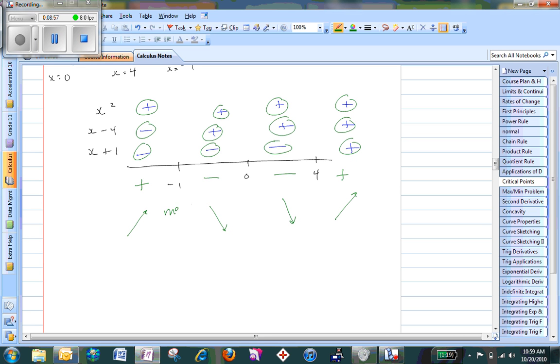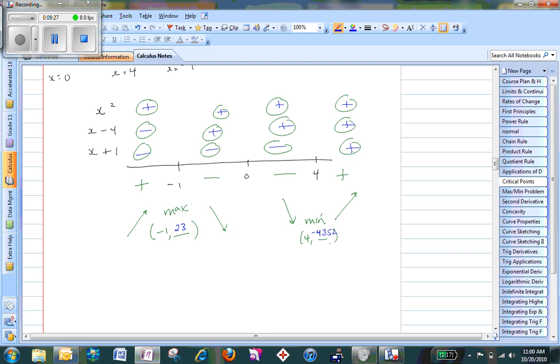So there is a maximum at negative 1 something. There is a little plateau at 0. And then there is a minimum at 4 something. I go back to the original equation, I plug in negative 1, and when I do, I get out 23. So that's my maximum at negative 1, 23. I have a minimum at 4 something. I'm going to plug 4 into the equation, and I believe I get out negative 4,352.